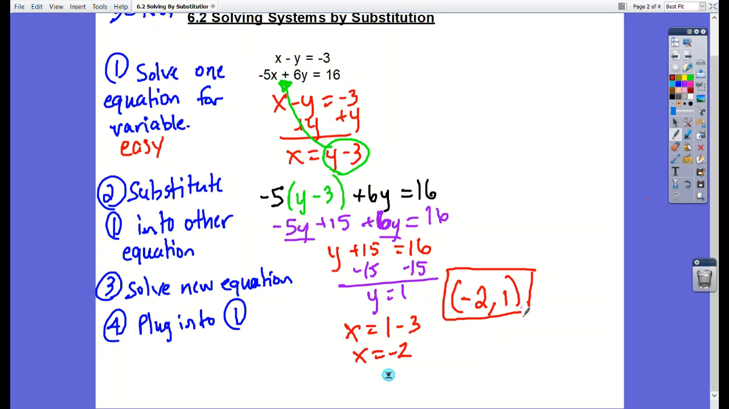We know that this comes from graphing, right? We know that the intersection of two lines is an ordered pair. That's what a solution is. So make sure you write your answer like that.